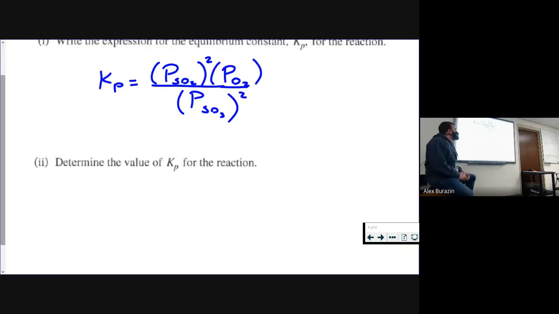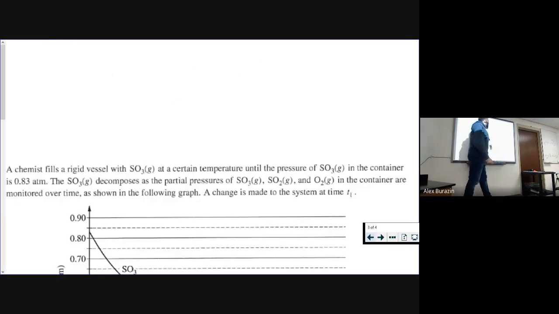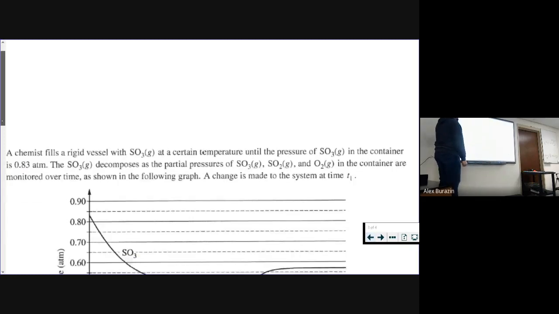Determine the value of Kp. How would you do that? Great question. Look at the graph. Now, they didn't give us any numbers, did they? So we have to use the graph. Yeah, we have to go back and interpret the data from the graph. And I think we can do okay. I think we're going to be just fine being able to read this thing.